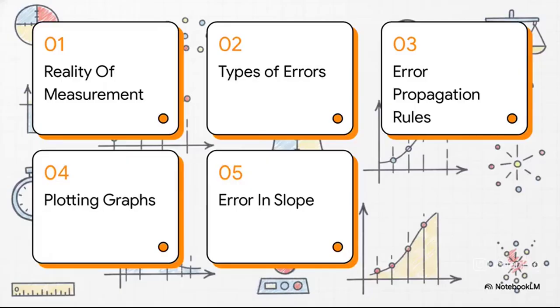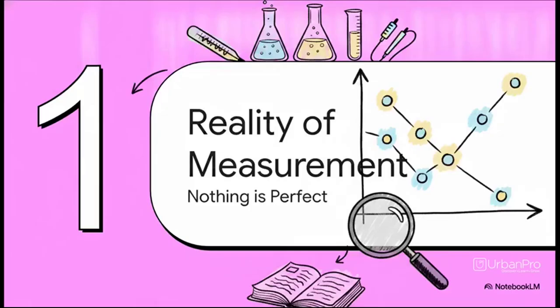Over the next 5 minutes, we're covering our agenda: the reality of measurement, random and systematic errors, rules of error propagation, plotting physics practical graphs, and finally, calculating error in slope. Let's get to it. Section 1.